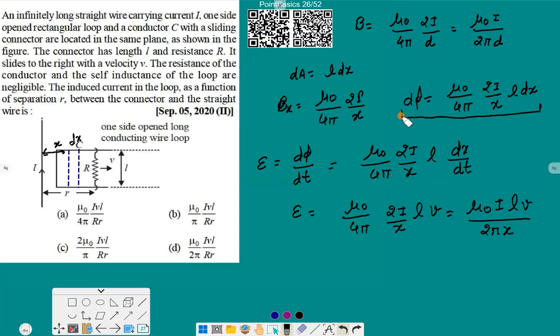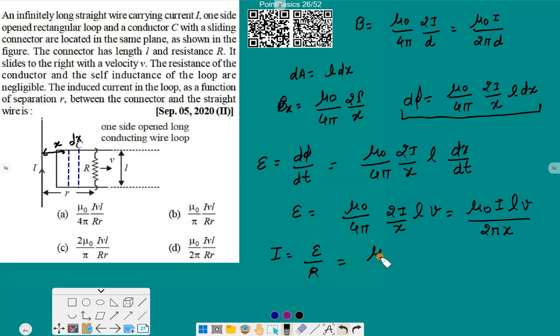That's why it does not need to be differentiated. We simply divide it by dt. Now we have the induced EMF. What can we do right now? Now we can divide it by the resistance to calculate the current. So current will be E by R.